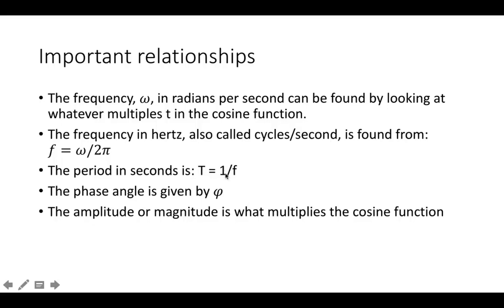Now, what is the period? The period is the time it takes for the function to repeat itself once. The phase angle is given by phi, and once again, the amplitude or magnitude is what multiplies the cosine function.